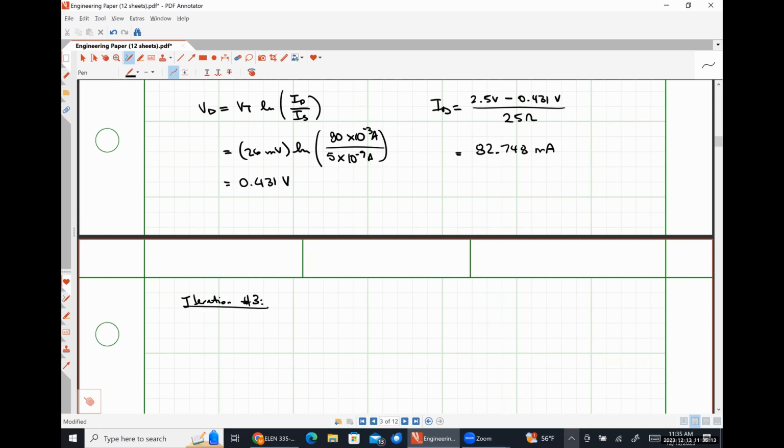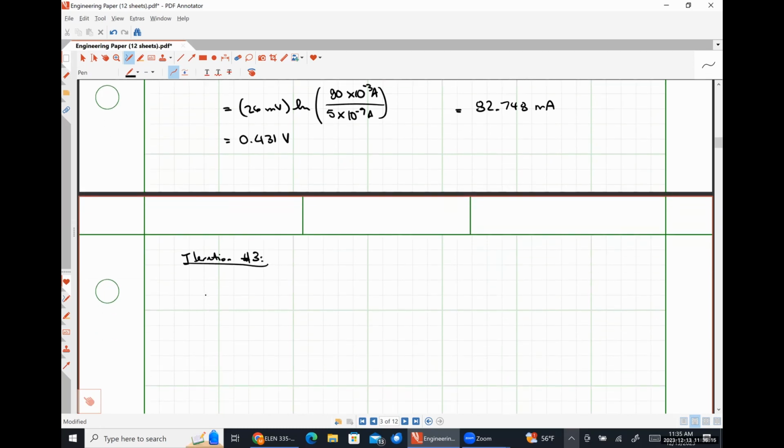So for our third iteration, we're just going to calculate for VD again. So that's going to be 26 millivolts times the natural log of 82.748 times 10 to the minus 3 amps divided by 5 times 10 to the minus 9 amps, which comes out to be 0.432 volts.